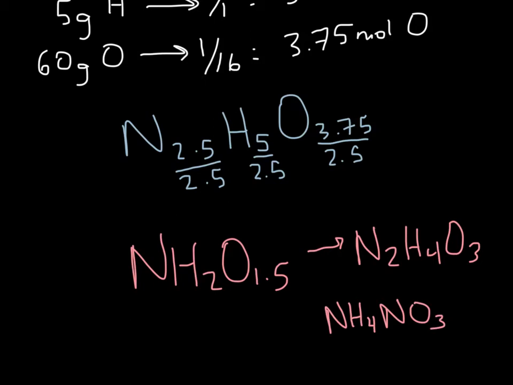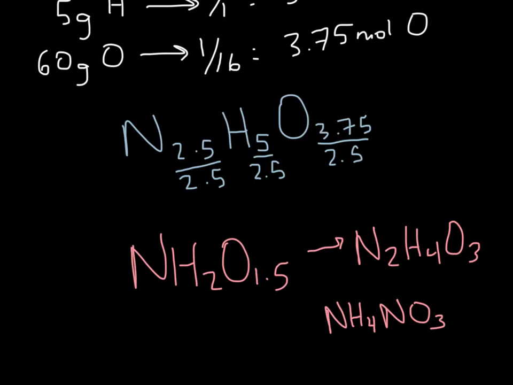And lo and behold, when I started this, I was using ammonium nitrate as my compound, and I solved for the percent by masses that we started with. We've gone from a mass ratio of 35% nitrogen, 5% hydrogen, and 60% oxygen to a mole ratio of 2 moles of nitrogen for every 4 moles of hydrogen and 3 moles of oxygen.